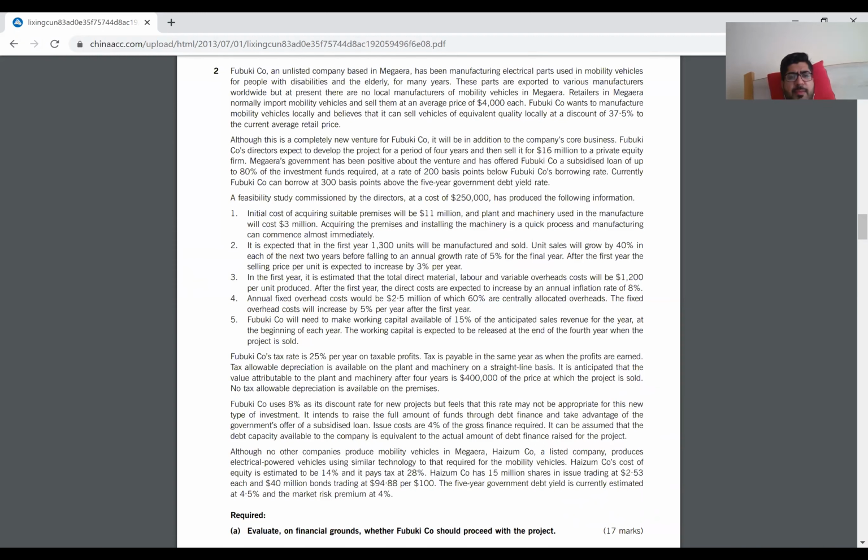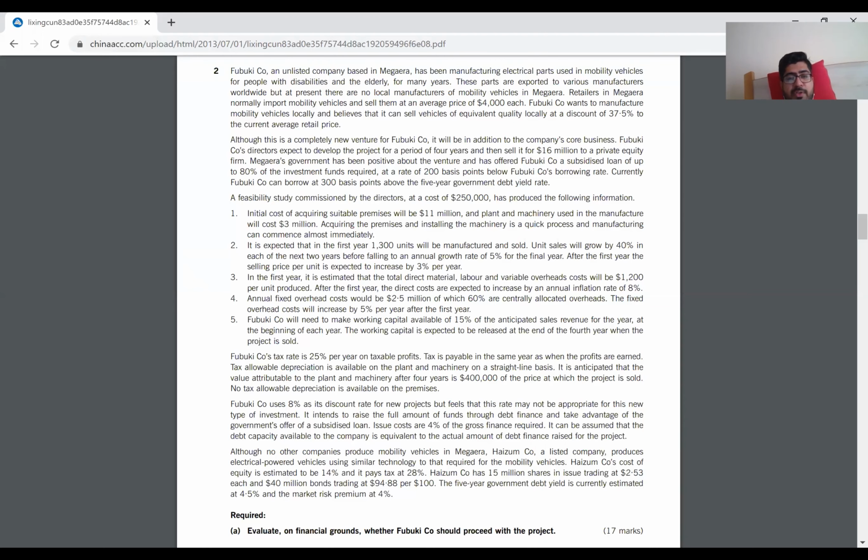A feasibility study commissioned by the directors at a cost of 250,000 has produced the following information. So the feasibility study, a research study commissioned by the directors at 250,000 cost, that's a past cost. Initial cost of acquiring suitable premises will be 11 million. Plant and machinery used in manufacture will cost 3 million.